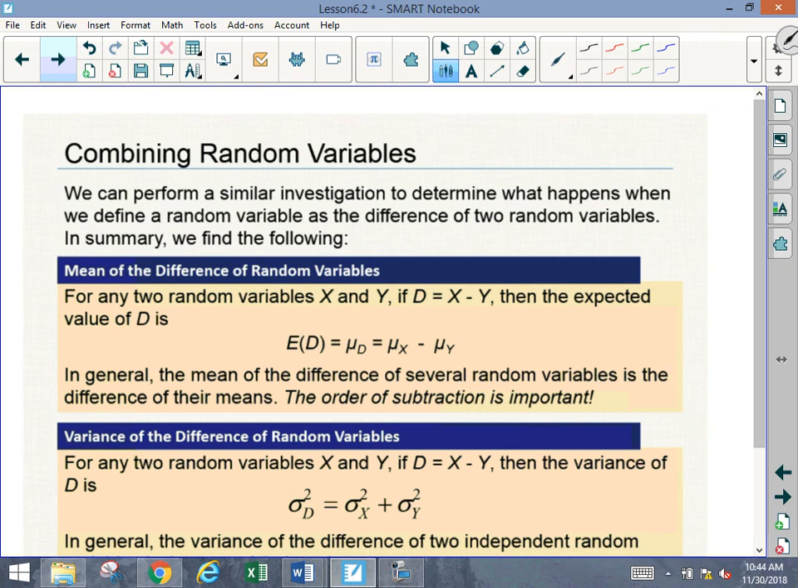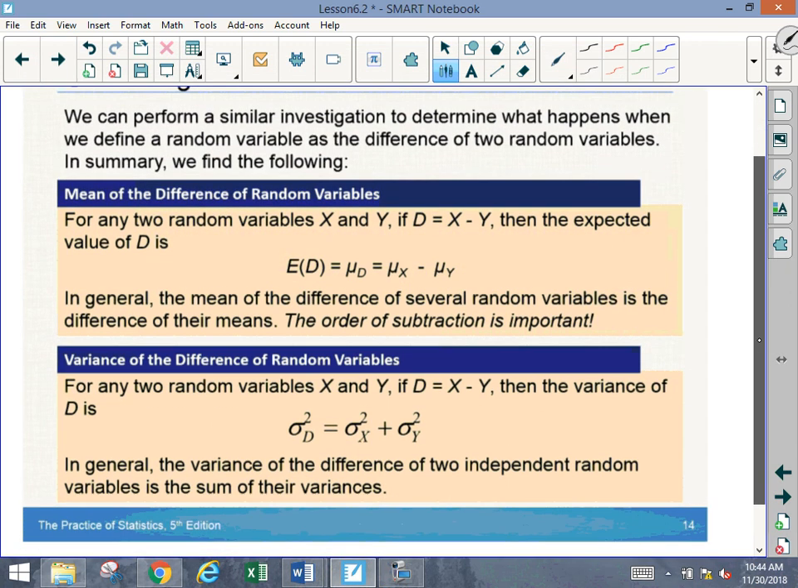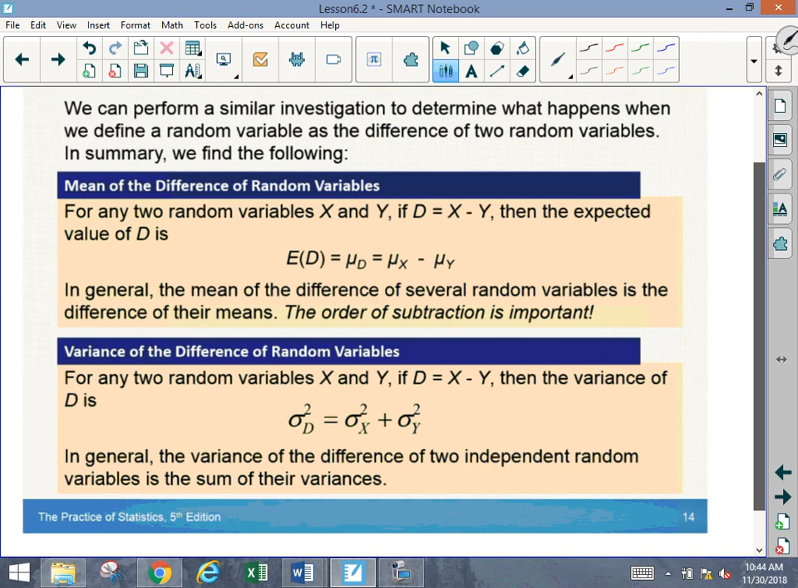All right, so if we've got two random variables where we're subtracting, it would make perfect sense that we would subtract the means, right?